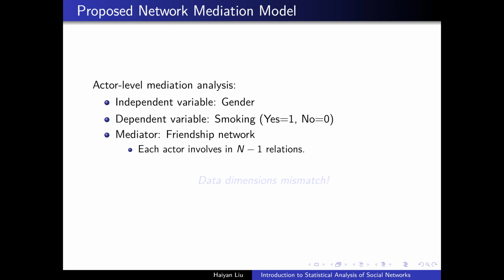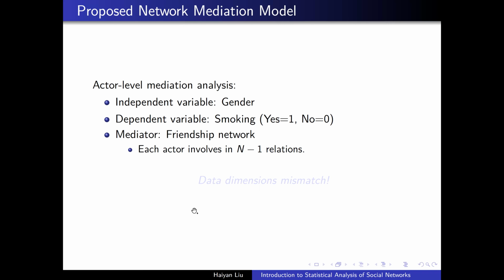We now introduce the proposed network mediation model. The proposed network mediation model, for instance, aims to study the effect of gender on smoking behaviors. The smoking behavior, which is coded as 0, 1, is the dependent variable. Gender is the independent variable. We would like to study whether there is a gender difference in terms of smoking behavior. Now, the mediator is the friendship network.